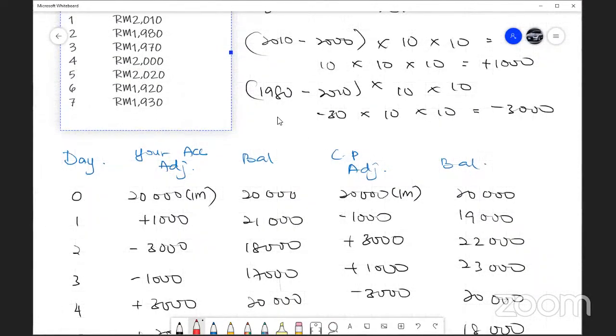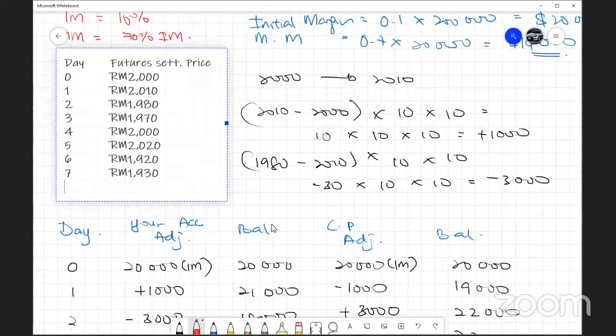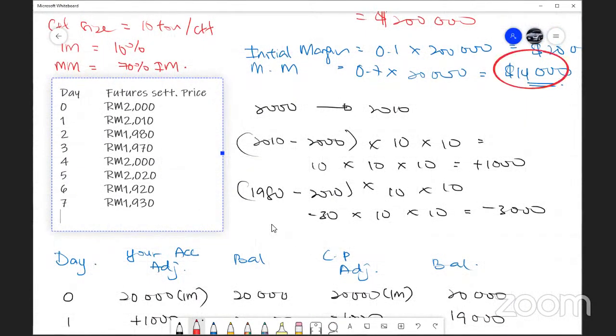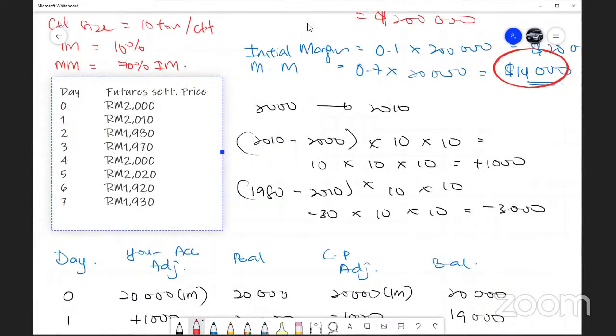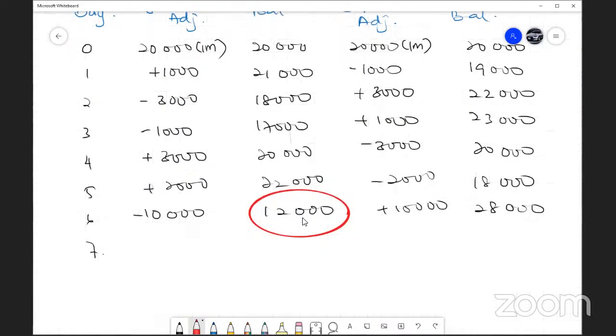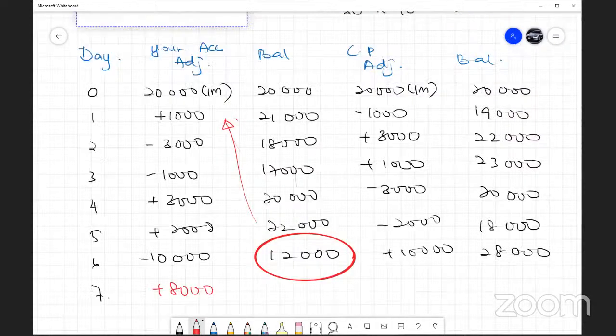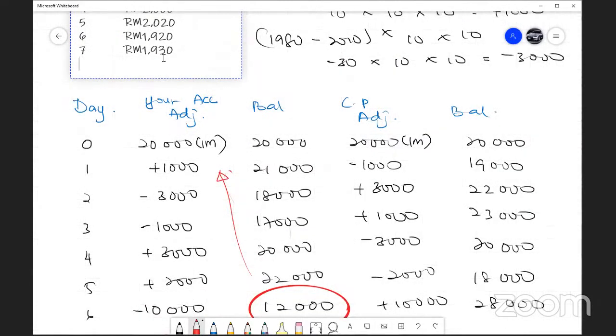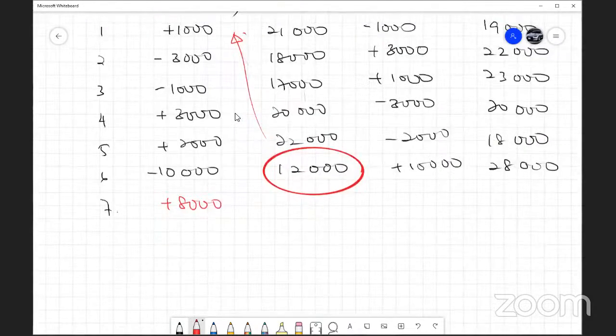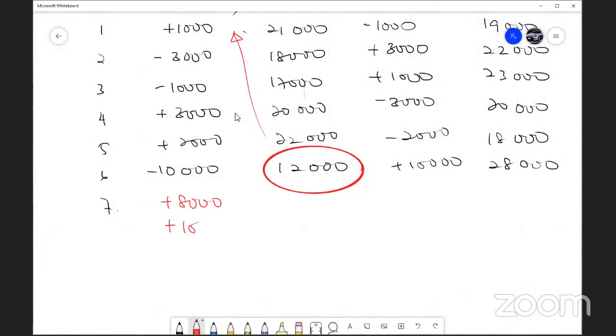Call margin. Okay? At 12,000, you trigger your call margin because it's below your maintenance margin of 14K. So it dropped below 14K. So at 12,000, you need to top up how much? Top it up back to initial margin. So you need to add $8,000 here. You deposit $8,000 cash. At the same time, you need to adjust. At day 7, it's already at 1930. So you gain another $1,000 there. So plus 1,000. So here will end up becoming 21K.